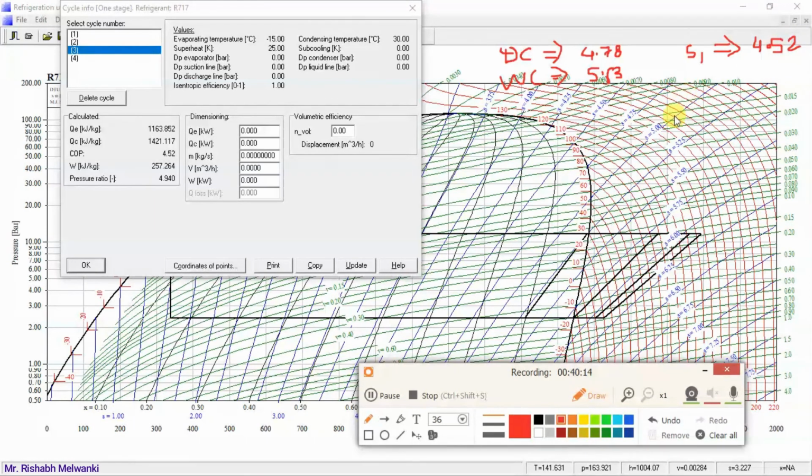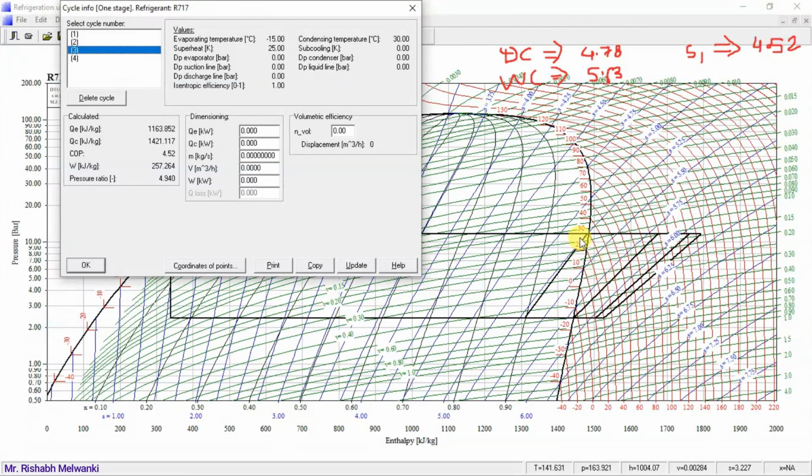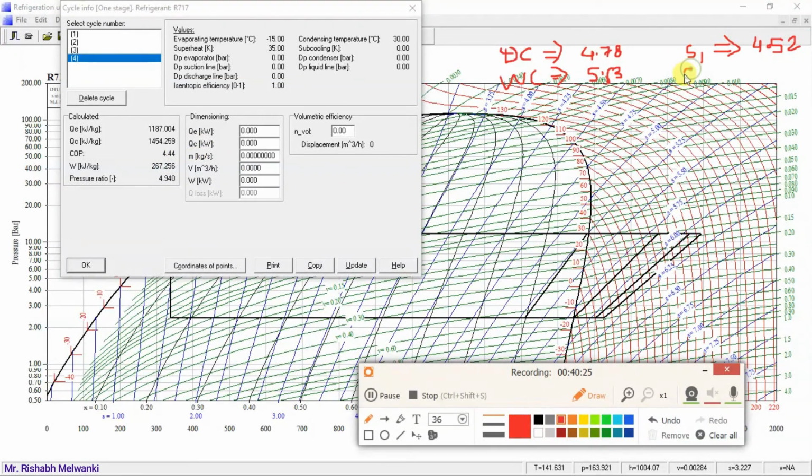And for the last cycle where I have superheating of 20 degrees Celsius, that is cycle 4, what is the COP? 4.44, meaning superheating is decreasing the COP for ammonia. So for cycle 4, what is the COP? 4.44. So closely observe what conclusion we are getting.